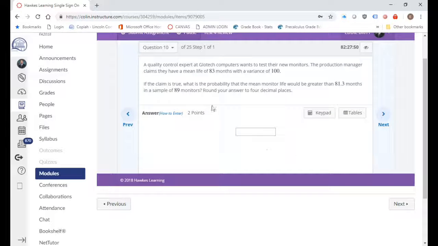Now, notice the tables aren't given. Where are they at? Oh, no, don't worry. Here they are right here. Tables.